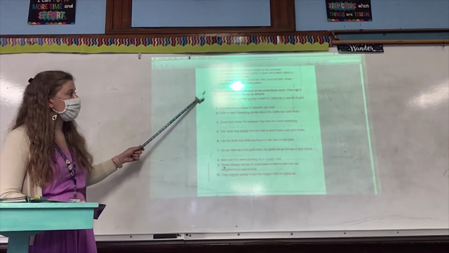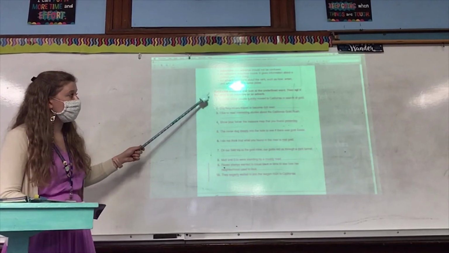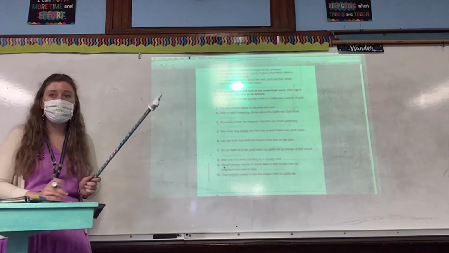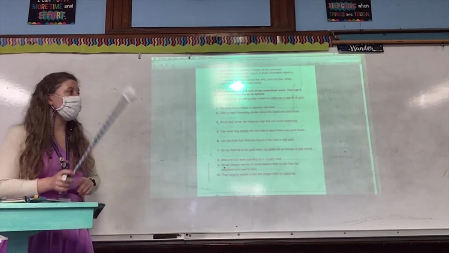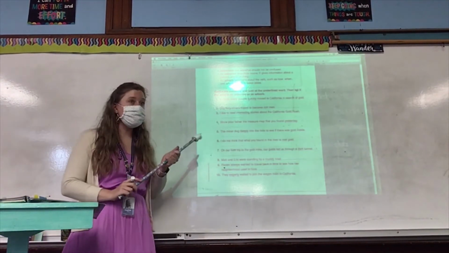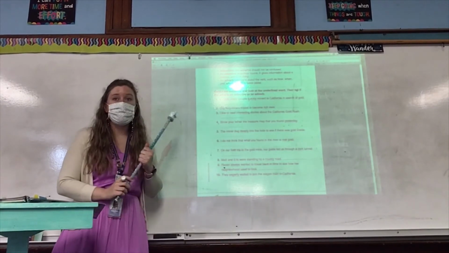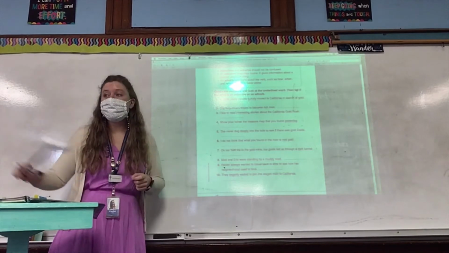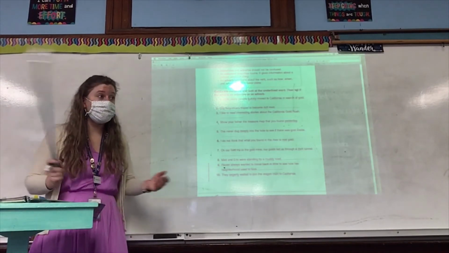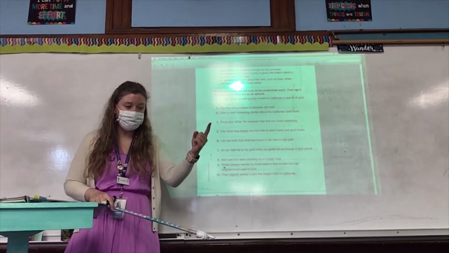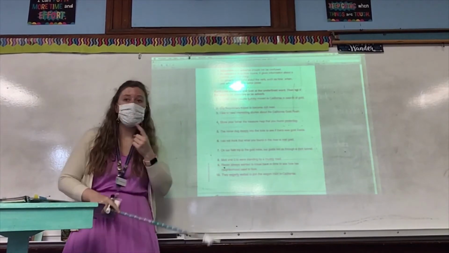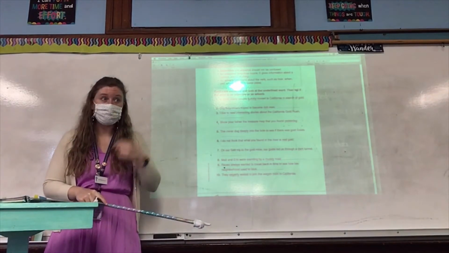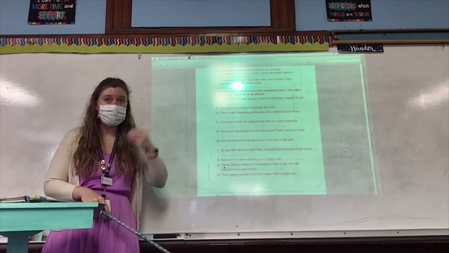So the directions say, read each sentence and look at the underlined word. Then tell if the word is an adjective or an adverb. So what we have to do is read the sentence, look at the underlined word, and figure out what word it is describing. Once we figure that out, we need to think, is that word a noun, person, place, or thing? Or is that word a verb, an action, or a linking verb, like have and be?